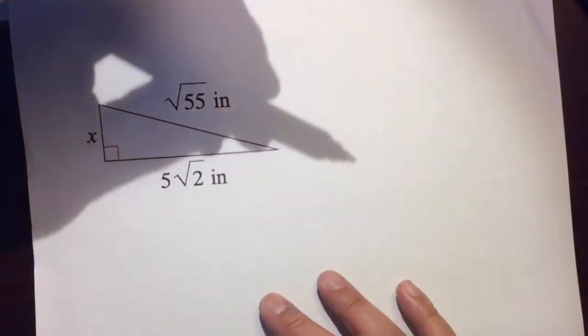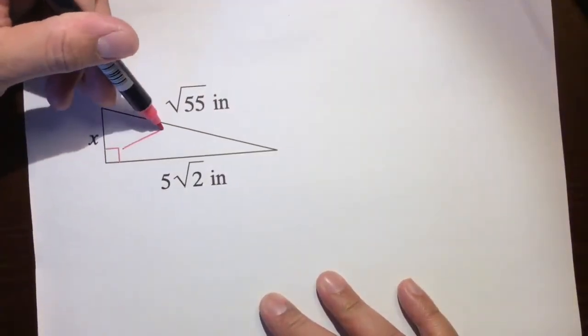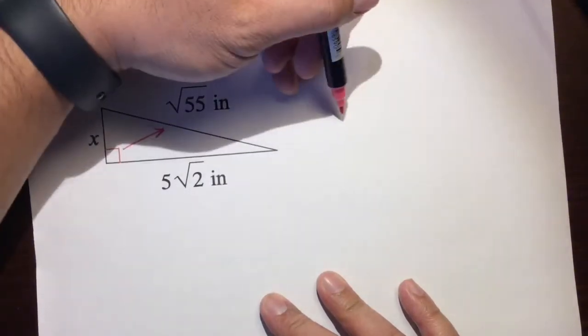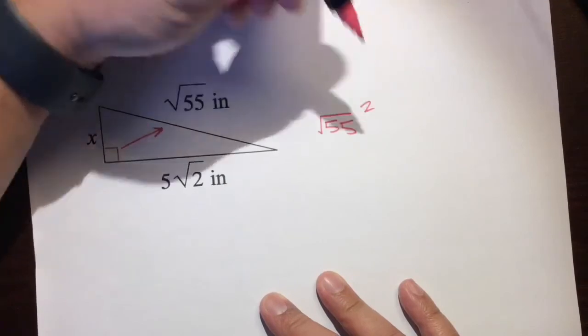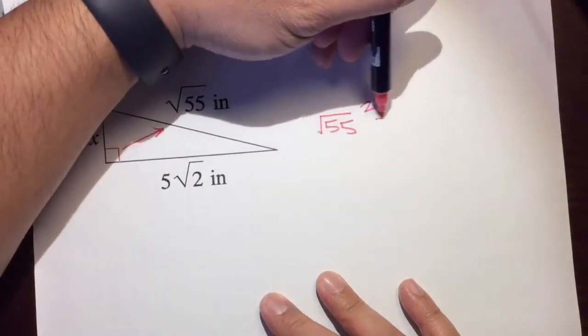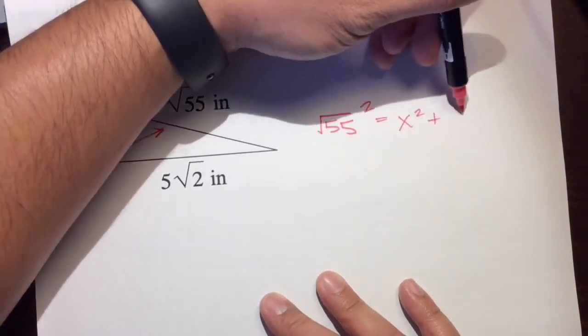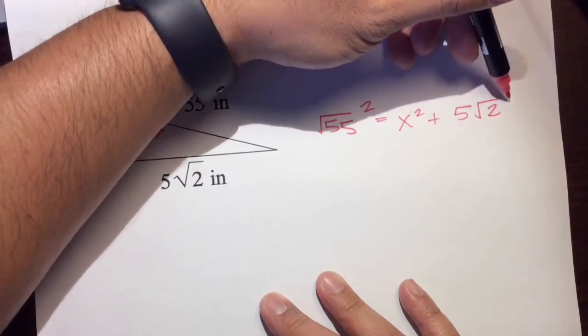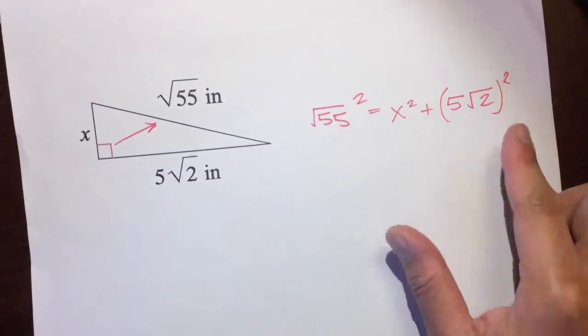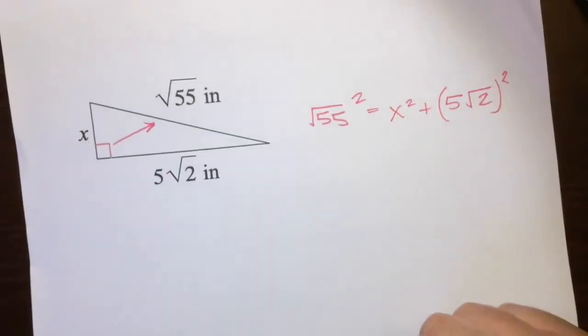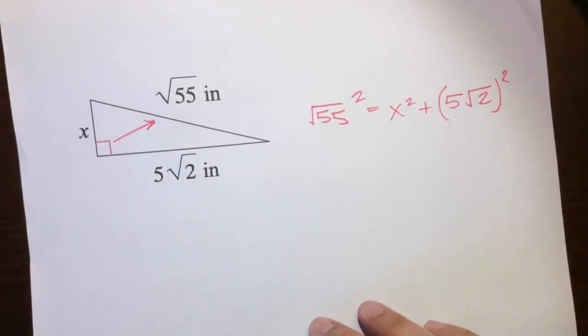Okay, so identify our hypotenuse, which is going to be c. So we're going to write radical 55 squared is equal to x squared plus 5 radical 2 squared. And I'm going to put this in parentheses. And now let's simplify it.